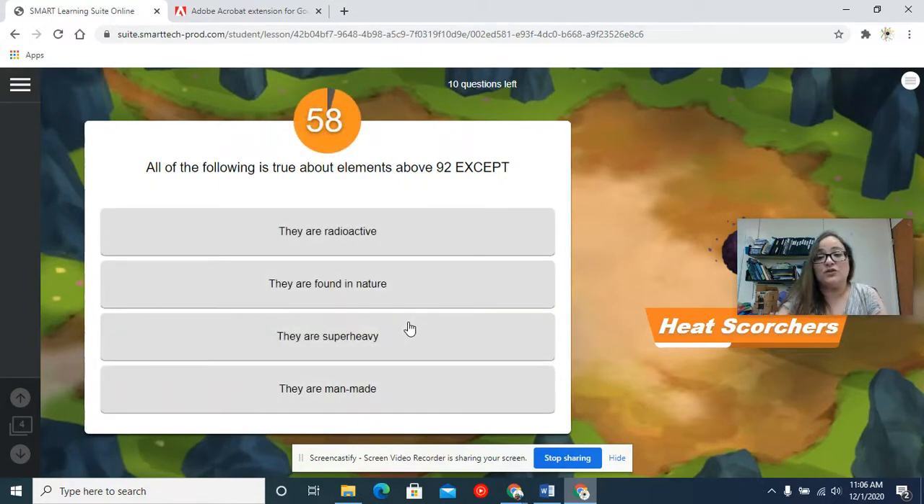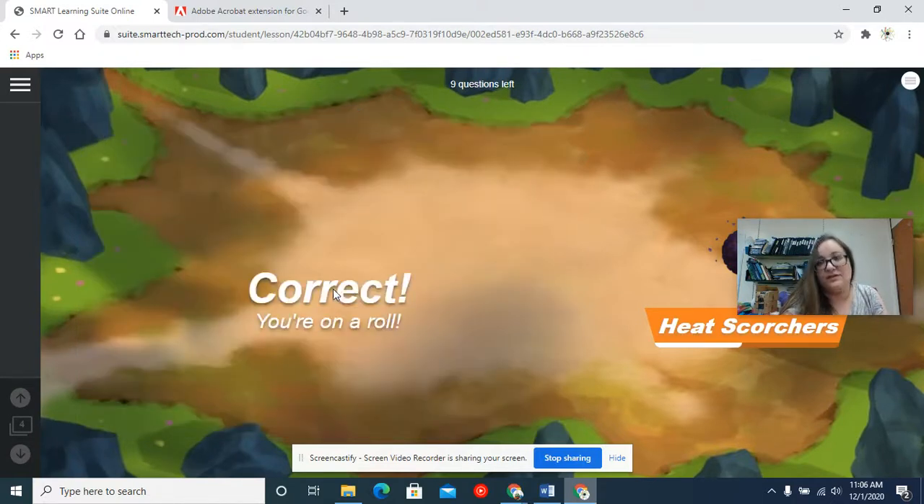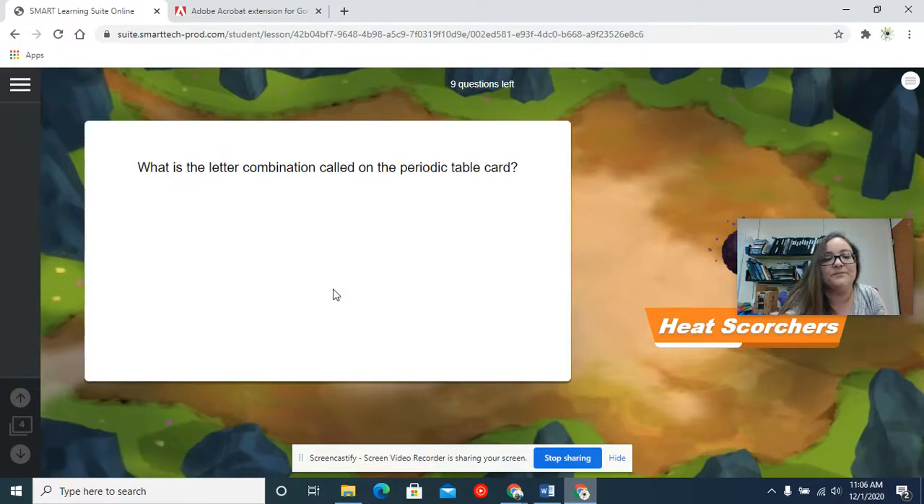All of the following is true about elements above number 92, except what? All right, they are all radioactive. They are all super heavy, and they are all mostly man-made. They are found in nature is the one thing that's not true about all of them.